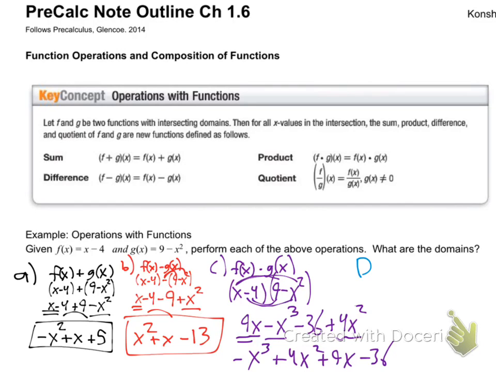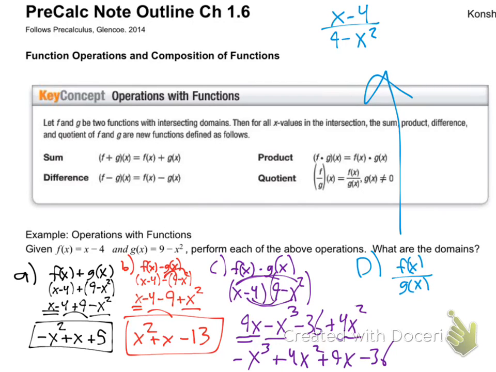For part D, f of x over g of x. And so I'm probably going to run out of room here. Let's move this to the top. Okay, so move it up here. That means it is x minus 4 over 9 minus x squared. Can we put that in parentheses or? Wait, is that x minus 9 or x minus 10 minus 4? So x minus 4 over 9 minus x squared.